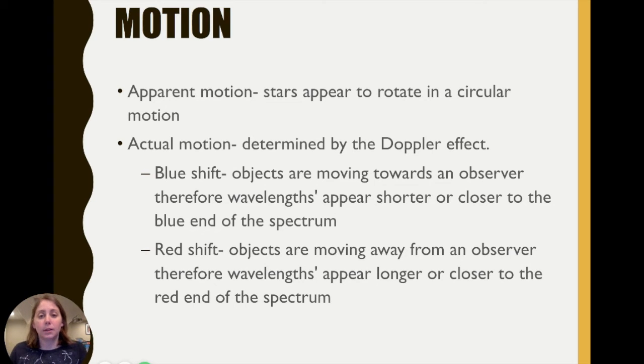Blue shift means the object is moving towards you, and therefore all those wavelengths are getting squished together, and my light is going to shift towards the blue side of the rainbow because those wavelengths are shorter. Redshift means my object is moving away from my observer, so my wavelengths are getting stretched out, and that means my color is going to shift towards the red side of the spectrum. Now, it doesn't mean that red-shifted light is always red. It just means it moves towards the red side.